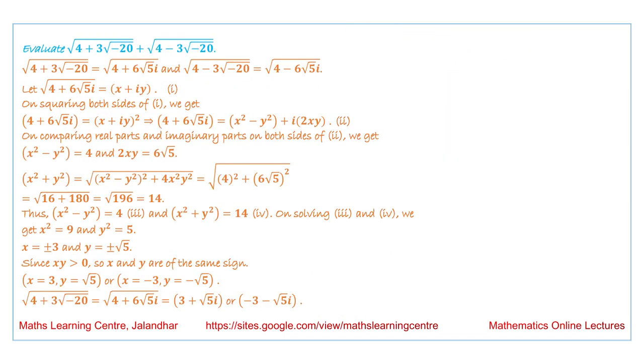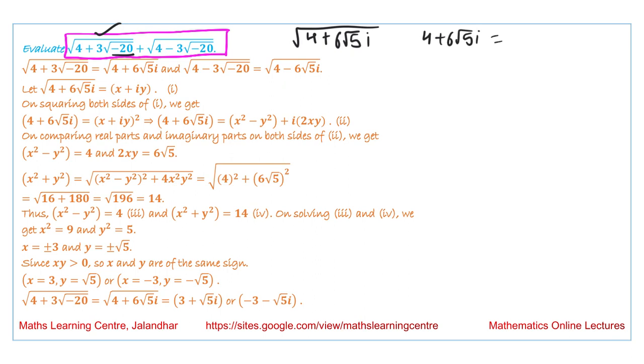Next, we have to calculate the value of this term. So we start solving this by considering the first term. We are talking about the square root of 4 plus, if we are talking about root 20, this is 2 root 5. So the answer you will get is 6 root 5 iota. So we are writing 4 plus 6 root 5 iota is equal to (x plus iota y) squared. So we get x square minus y square is 4, and 2xy is equal to 6 root 5.